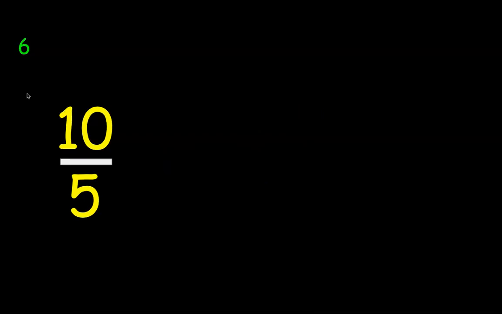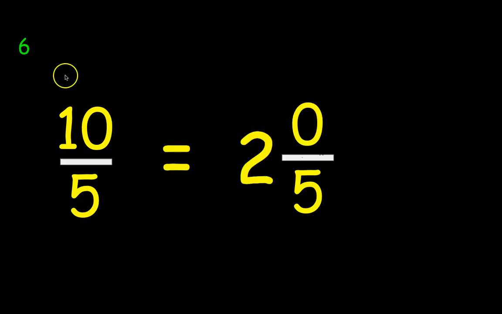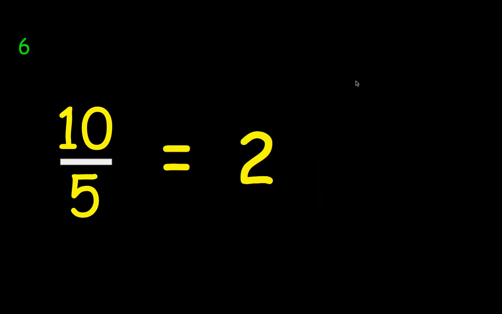Number 6, pause if you like. Now, you might be able to spot this quite quickly. We're dealing with fifths. How many fifths do I need to make a pizza? The answer is 5. I have 10 fifths. I'll take 5 of them, make a pizza, and I'll be left with another 5, which I can use to make another pizza. So I end up with 2 whole pizzas and no fifths left. You don't have to write it like that. You could just simply put 2 whole pizzas.